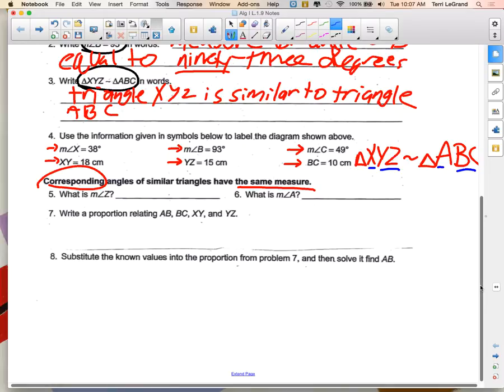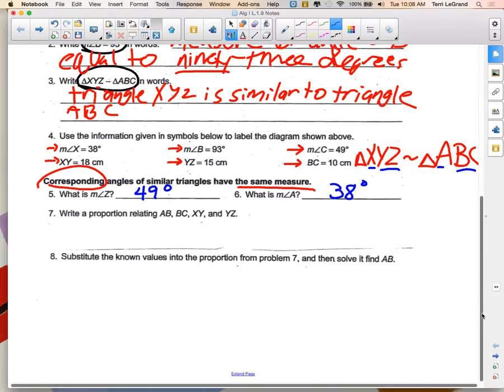So do we know the measure of angle C? Okay, what is it? 49. So we could say then that the measure of angle Z is 49 degrees because they're in the same location in the triangle name. Okay, what's the measure of angle A then? Which angle does it correspond to? Angle X, and do we know the measure of angle X? Yep, it is 38, so we can say it's going to be 38 degrees. So these are some of the things we're going to have to be able to answer when we're setting up our own proportions to solve geometric figures.